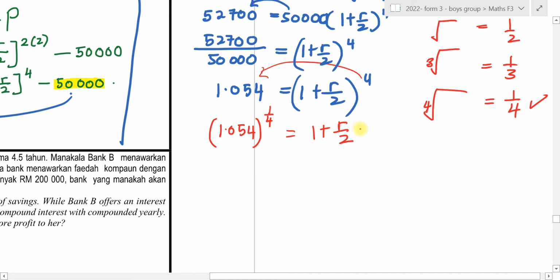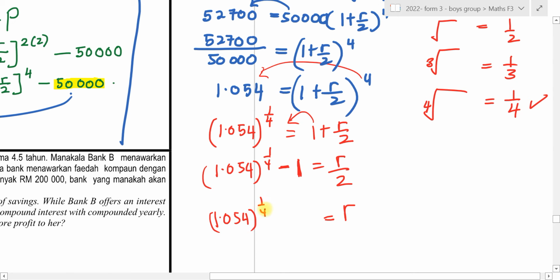Okay, now we have r over 2 and plus 1. So you bring the plus 1 over here, it becomes minus 1, leaving r over 2 only. You want to find the r, right? Listen carefully. This minus 1, you bring this 1 to here. Now what is left is 1.04 power 1 over 4 minus 1. And then this divide 2, you move to the opposite side, it becomes multiply 2. So the whole thing gets multiplied by 2.